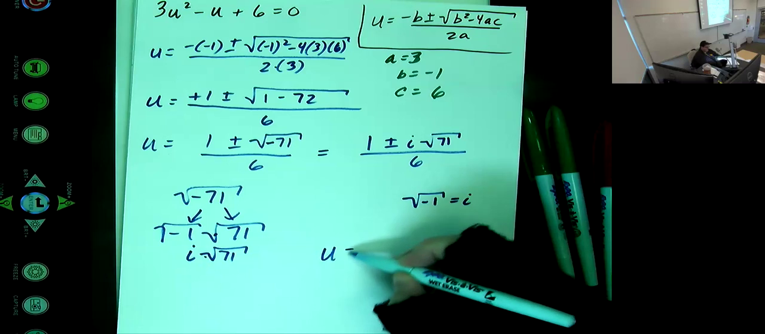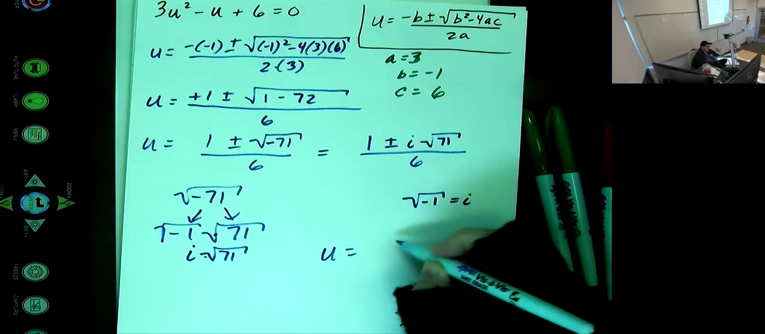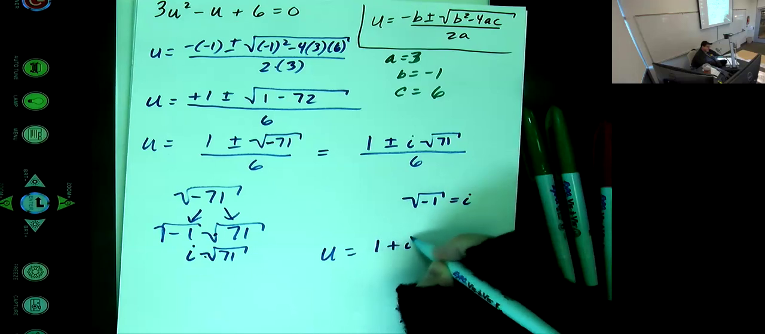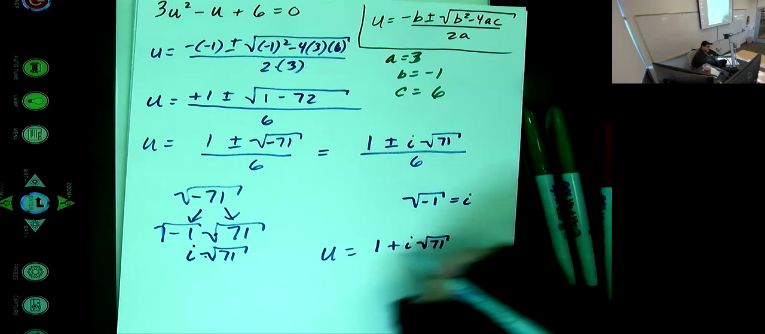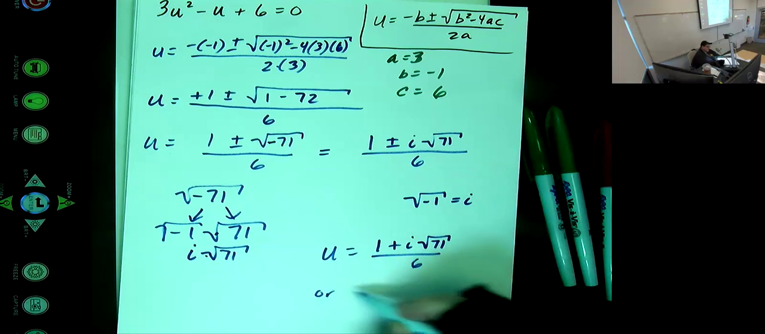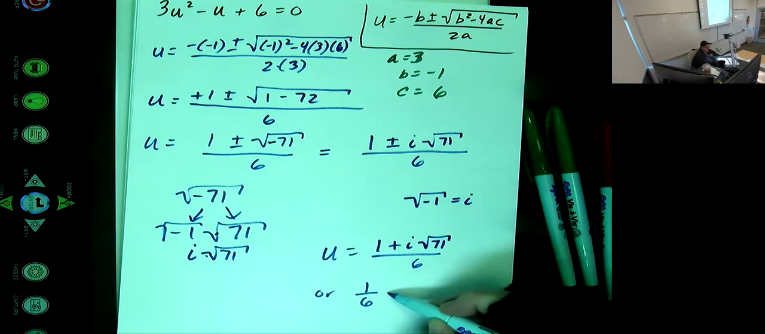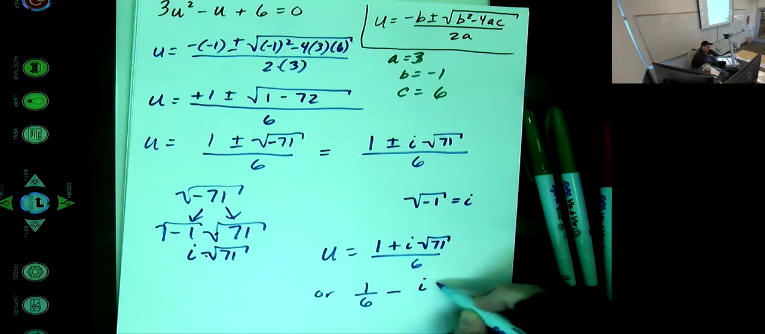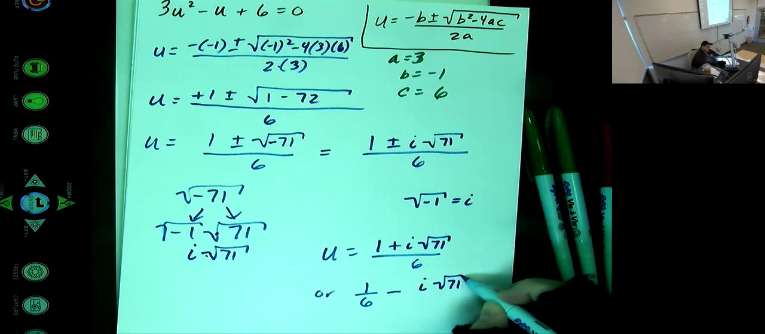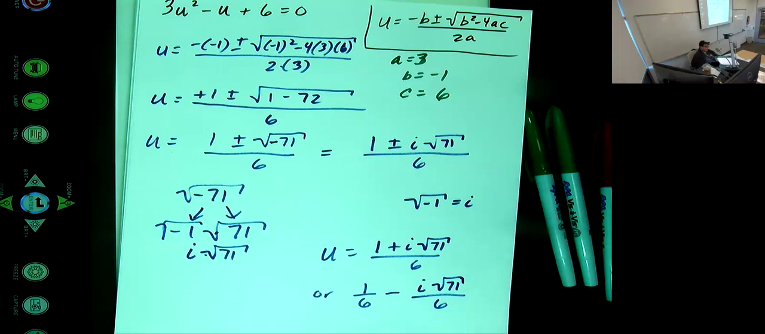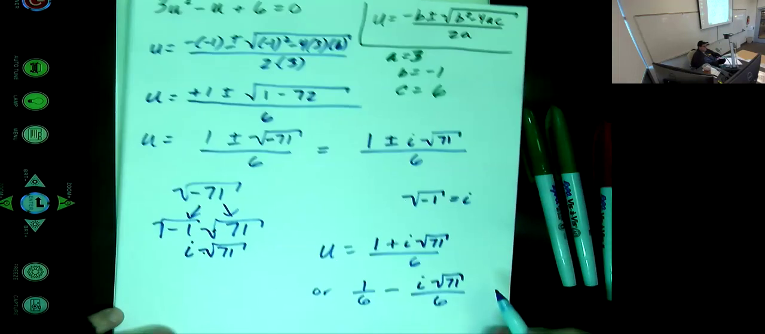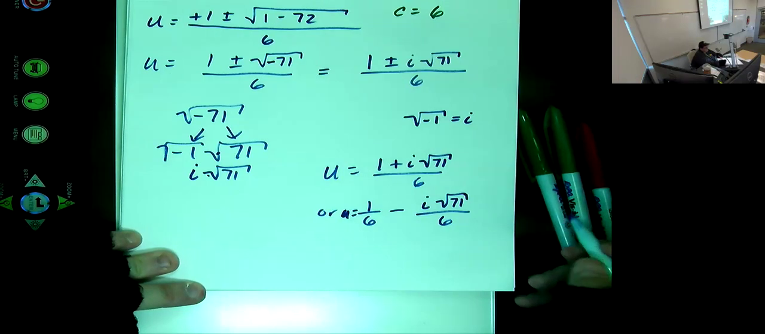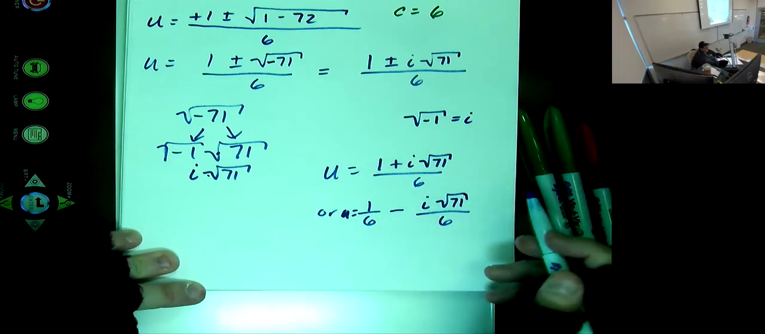So as a reminder, that is two different answers. You can leave them as one big fraction if you want, or you can split it up where you do like 1/6 minus i root 71 over 6. That's the other u. You can't just leave it as 1 plus or minus i root 71 over 6.